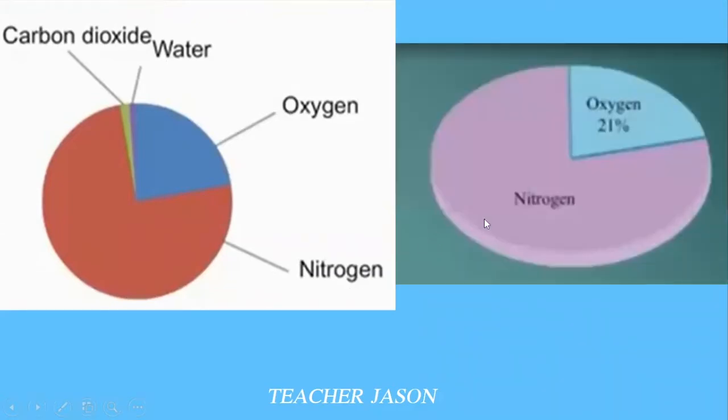Also, we know that the biggest part of our air is nitrogen, and we have around 21% of oxygen. Right? Repeat after me. Oxygen. Oxygen, the most important gas for all living things, all right? And nitrogen. Repeat after me, nitrogen, all right?